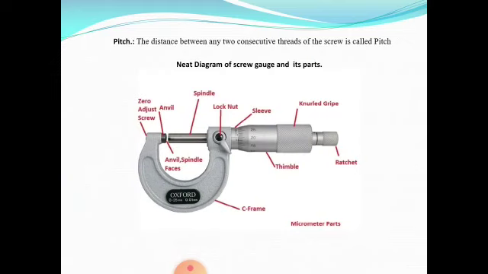Here the spindle is attached to the thimble and the spindle is rotated by using the ratchet. Here the screw gauge consists of a pitch scale and a head scale.